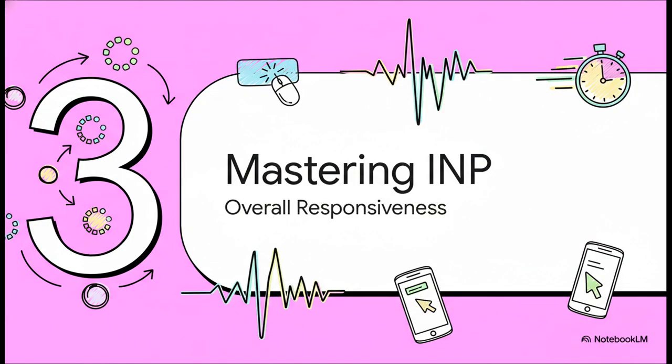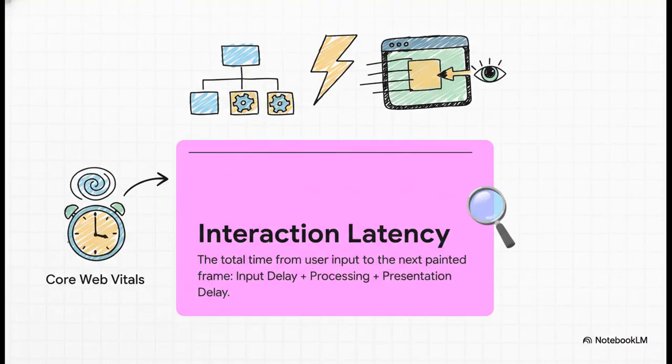So our LCP element is painted, the page looks ready, the user goes to click a button, and crickets. Nothing happens. INP, which replaced First Input Delay, measures the latency of all interactions on the page. It gives us a true sense of the page's overall responsiveness, not just that first click. You see, an interaction isn't just a single moment in time. It's a journey, and it has three phases.